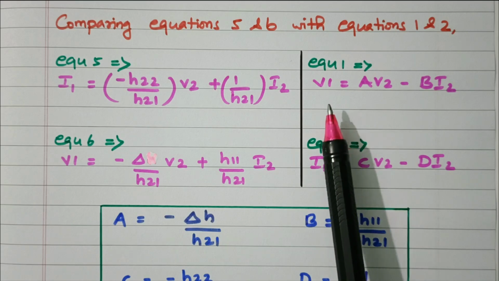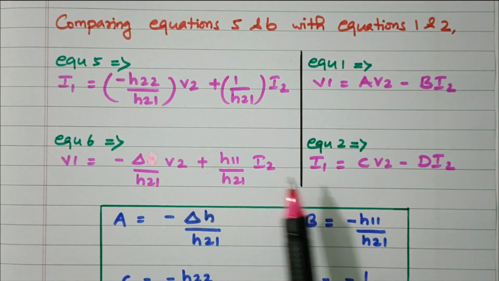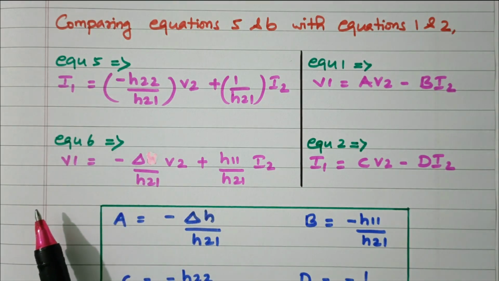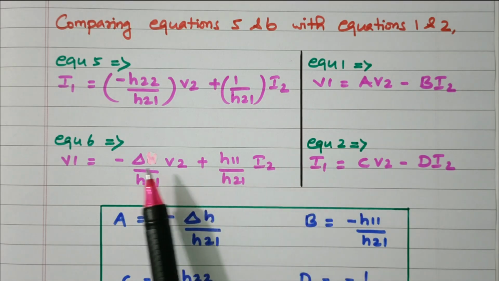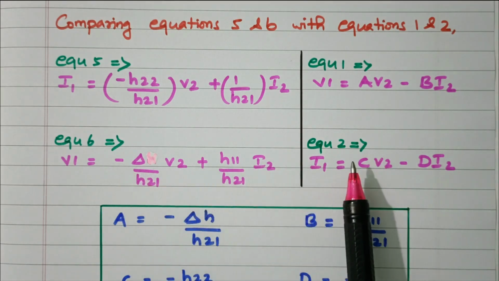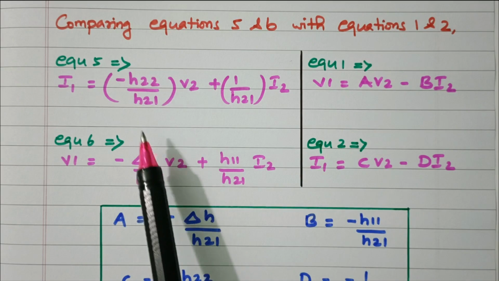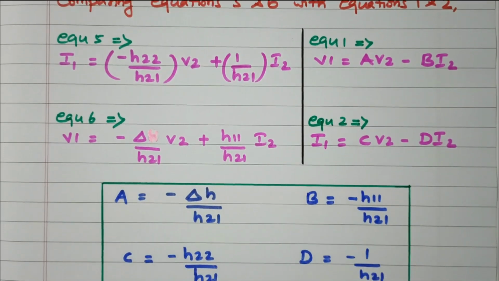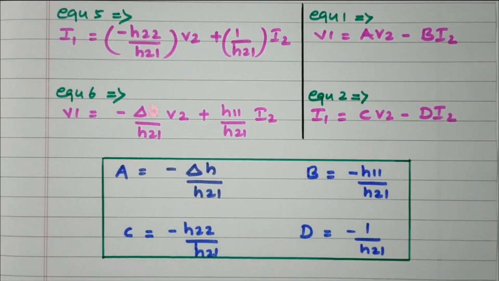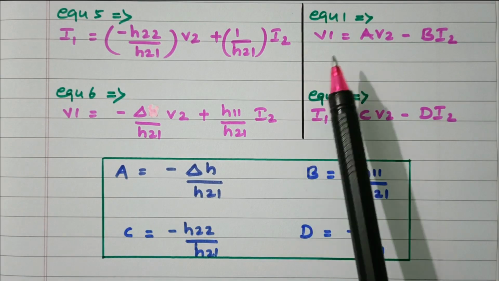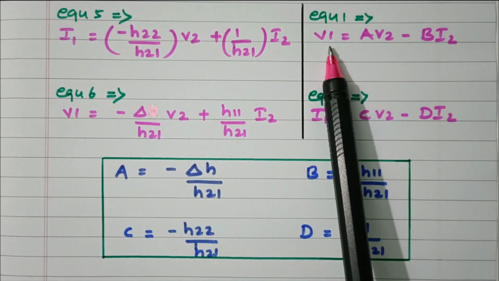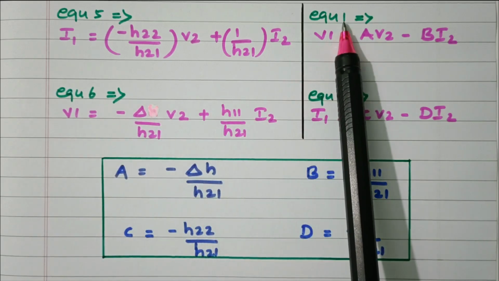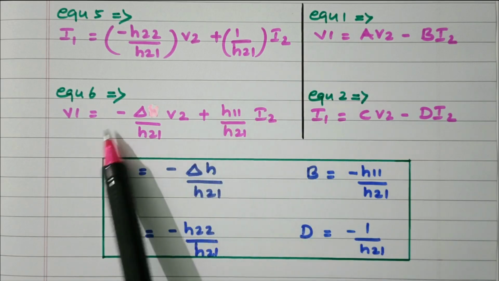See, in equations 1 and 2 we have V1 and I1. Here also in equations 5 and 6 we have V1 and I1. So both have V1, I1. So we can compare the coefficients of equations 1 and 2 with equations 5 and 6, so that we get the relation between H parameter in terms of ABCD parameter. So first consider equation 1. Here V1 is there. In equation 6 we have V1. So we will compare equations 1 and 6.